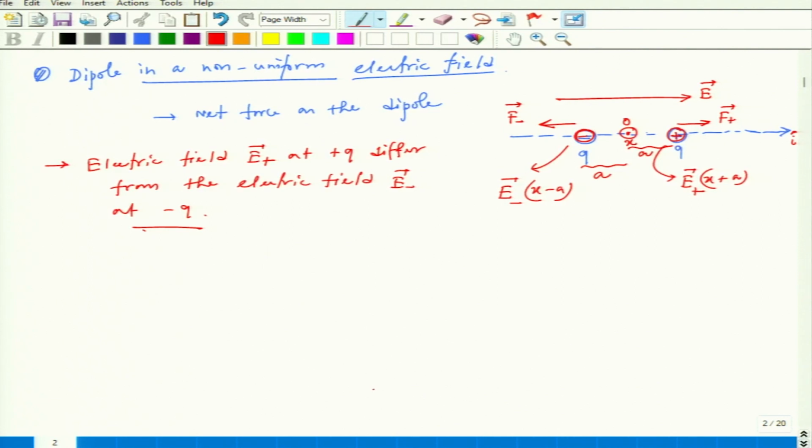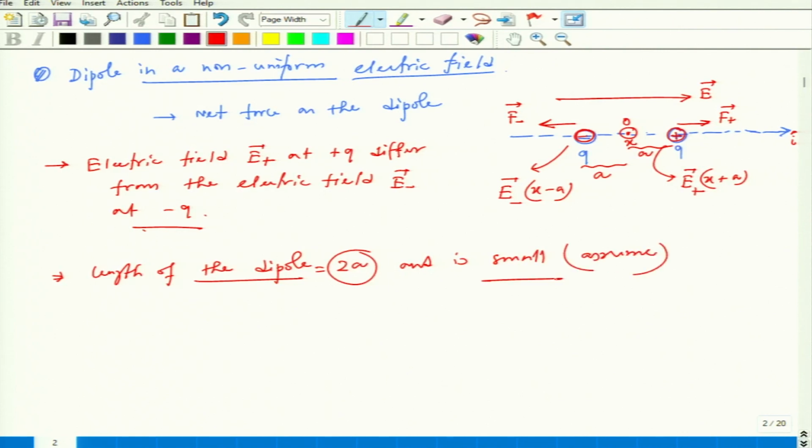Now assume the dipole to be very small, and we expand the field. Since a is a small parameter, here we consider that the length of the dipole, 2a, is small.